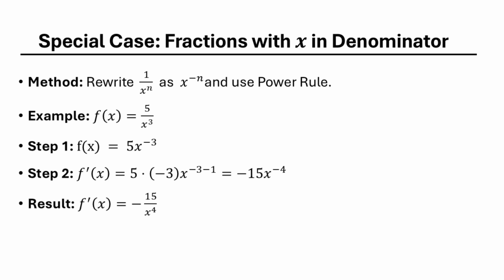Just like roots, fractions with x in the denominator should be rewritten using negative exponents before you start. If you see f of x equals 5 divided by x to the power of 3, rewrite it as 5 times x to the power of negative 3. Now, apply the power rule. Bring the negative 3 down to multiply with the 5, which gives you negative 15. Then, subtract 1 from the exponent. Negative 3 minus 1 is negative 4. So we have negative 15 times x to the power of negative 4. Converting this back to a fraction, we get f prime of x equals negative 15 divided by x to the power of 4. This is much faster than using the quotient rule.